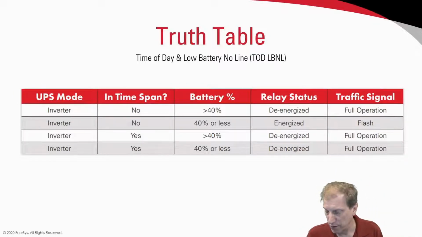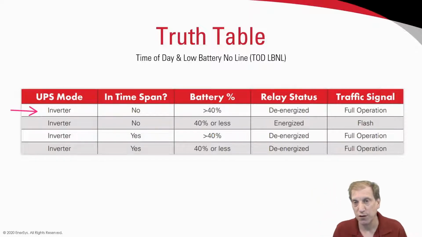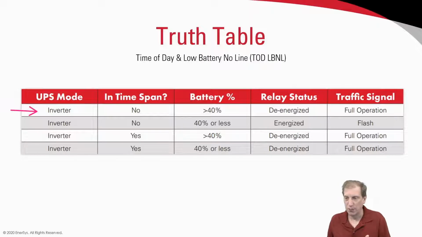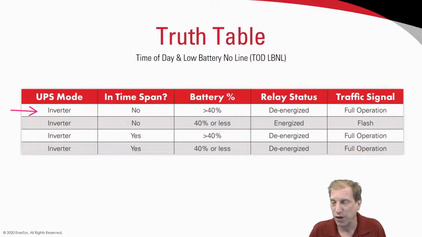All right, so if we go through each of them then, first one here, UPS is in inverter mode. We're not in the time span. Battery's greater than 40%. So we're not going to be in flash. We don't want to be in flash. We want to be in full operation, right? Because our battery is not below, it's not 40% or below, okay?